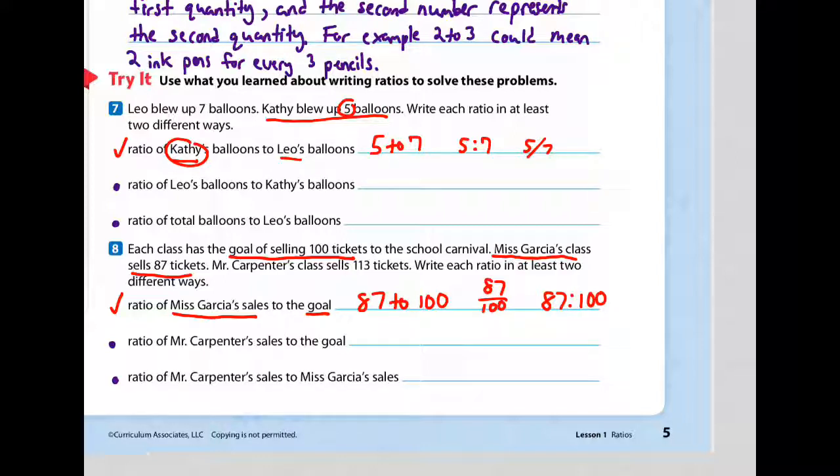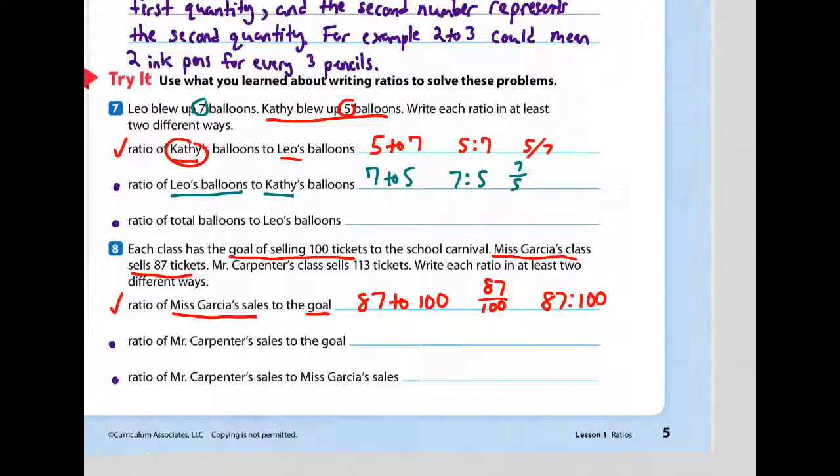All right, so let's see how you did. So in this one, it says the ratio of Leo's balloons to Kathy's balloons. So now, Leo's balloons comes first. So it says Leo blew up 7 balloons, so you should have 7 first. Kathy's balloons come second, so Kathy blew up 5 balloons. So in this one, it's 7 to 5. Remember, you only have to have it written 2 different ways, but if you have 3, cool.